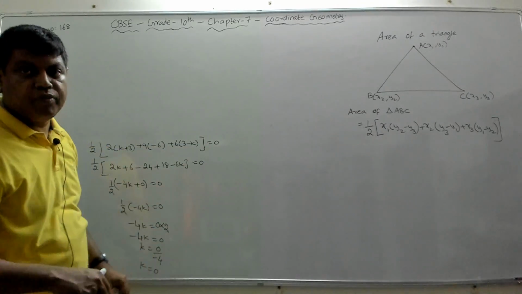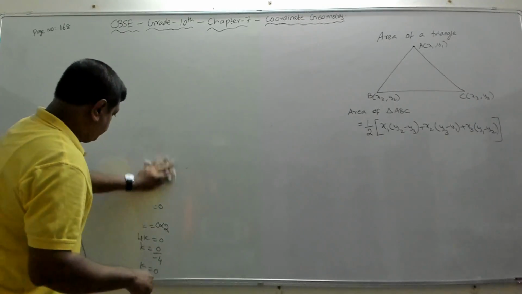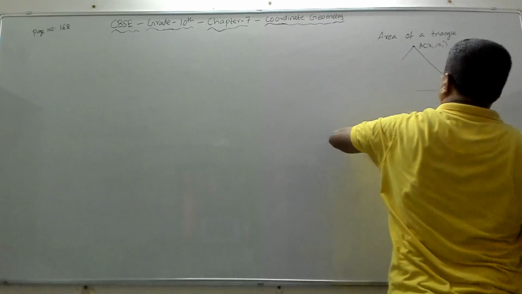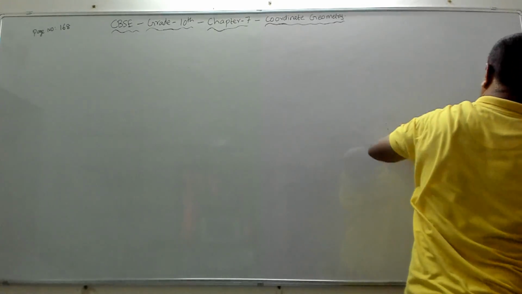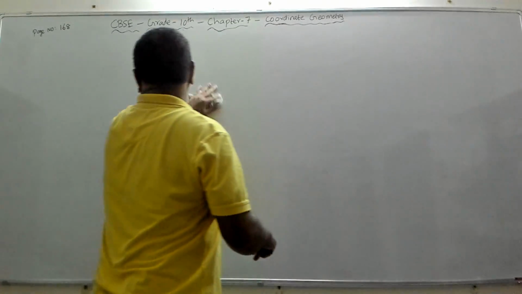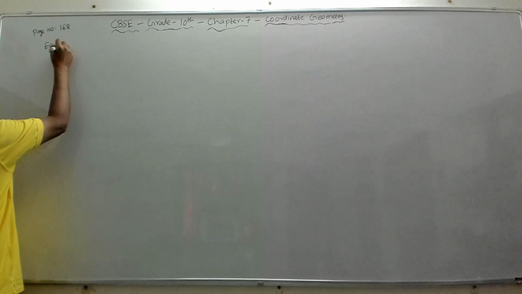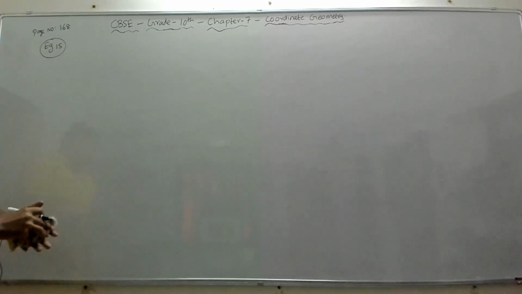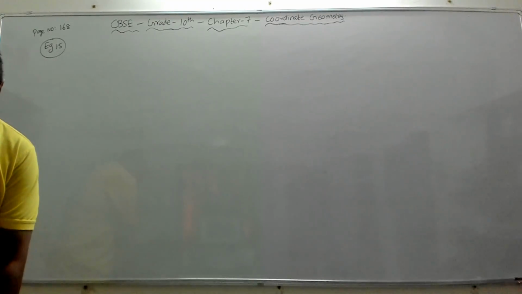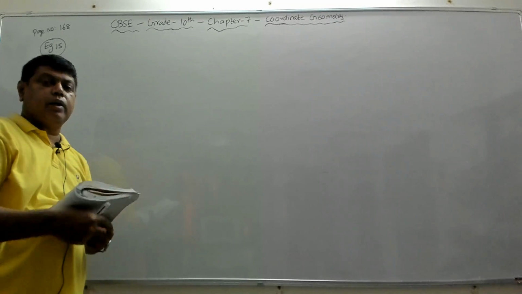Example 15. I'll also erase these. Example 15 is, what is given? What is given is A, B, C, D are vertices of a quadrilateral. We have to find the area of the quadrilateral ABCD.